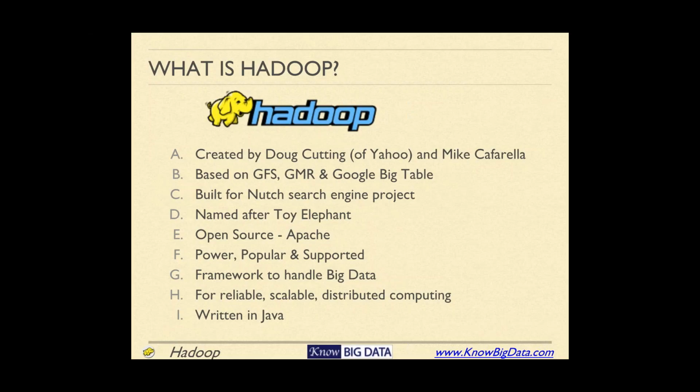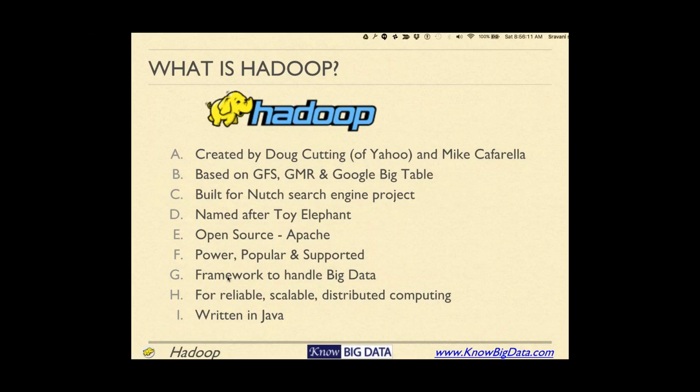It became popular, powerful, and supported. It is a framework to handle big data. All the components under the umbrella of Hadoop are for reliable, scalable, and distributed computing. It's written in Java. Now the point number H, please pay attention to it. It is for reliable, scalable, and distributed computing. What does it mean by reliable, scalable, and distributed computing?